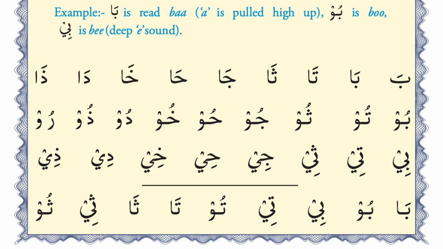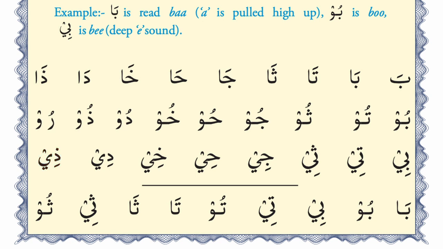In the second line, we see ba has dhamma, and after dhamma we have waw jazm, so the sound will be prolonged. Bu, tu, thu, ju, hu, khu, du, dhu, ru. In the third line, we see ba has kasra, and after that ya jazm has come, so the sound of ba kasra will be prolonged. Bi, ti, thi, ji, hi, khi, di, dhi.